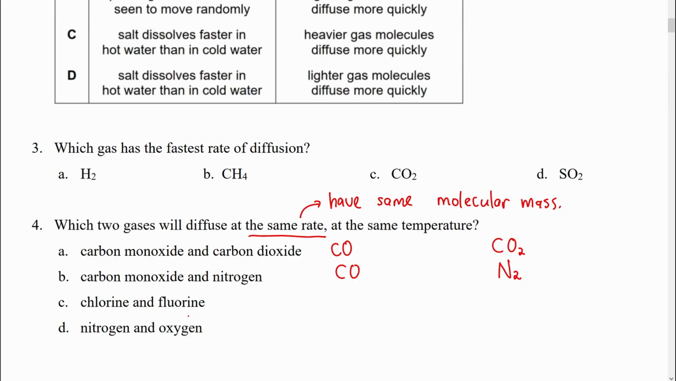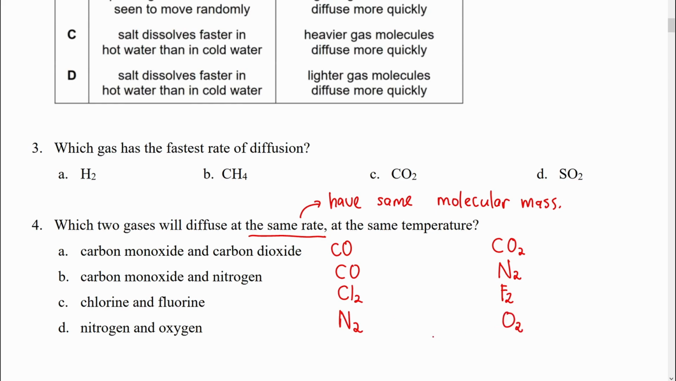Now chlorine is also group 7, which is a halogen. So that's why we also write it with an index 2 in here. Sorry, for chlorine, the symbol is Cl2 and fluorine is F2. And nitrogen here is N2, oxygen is O2.